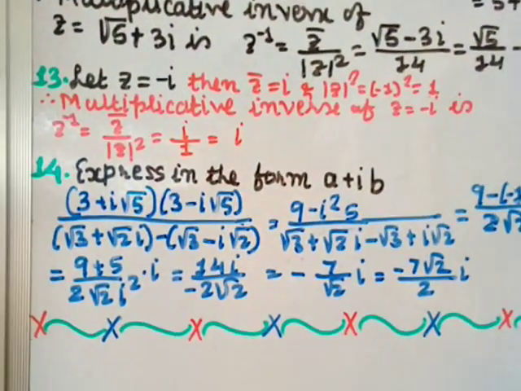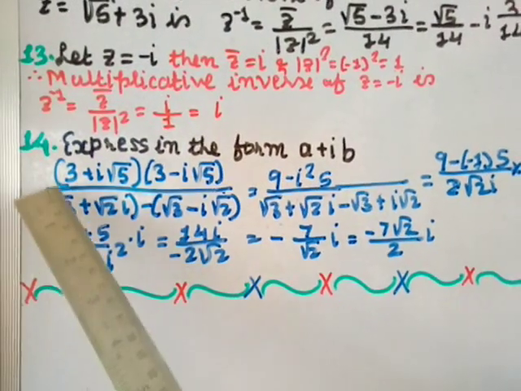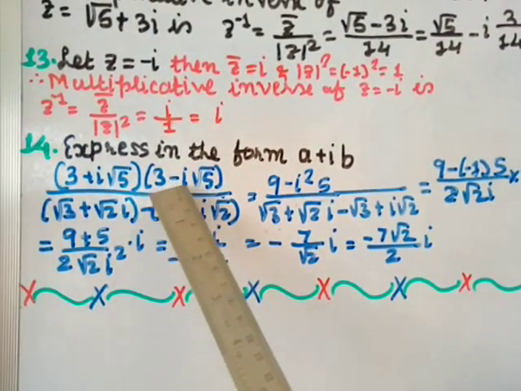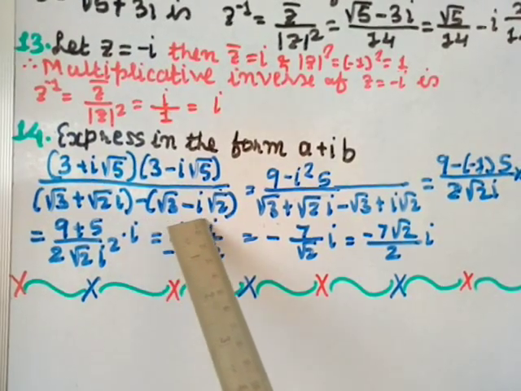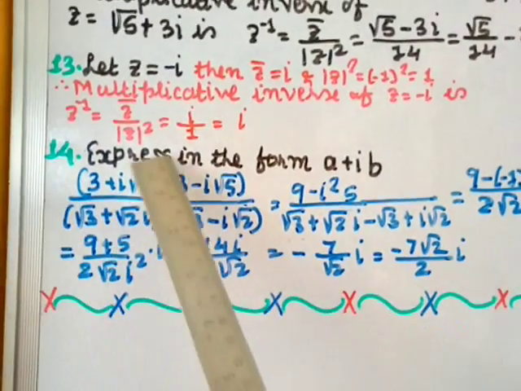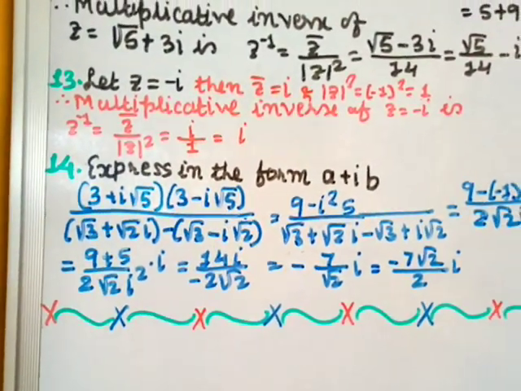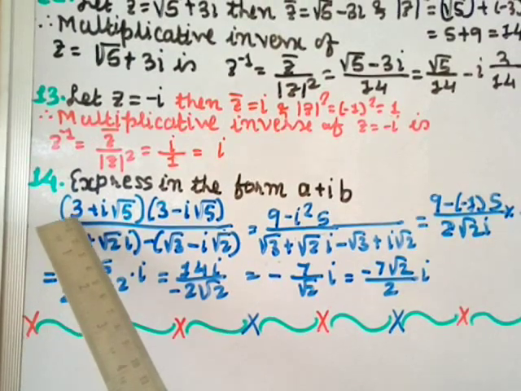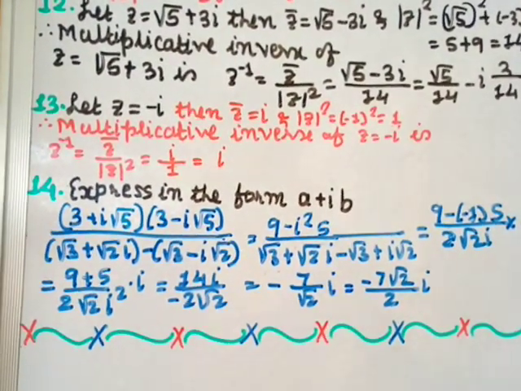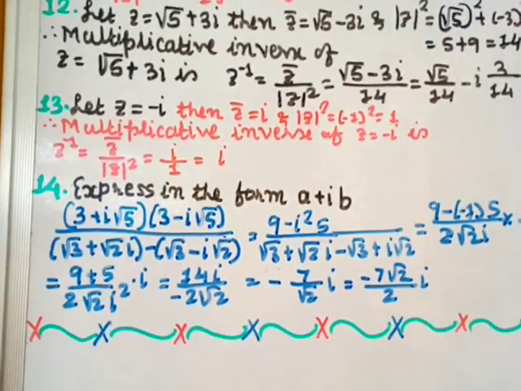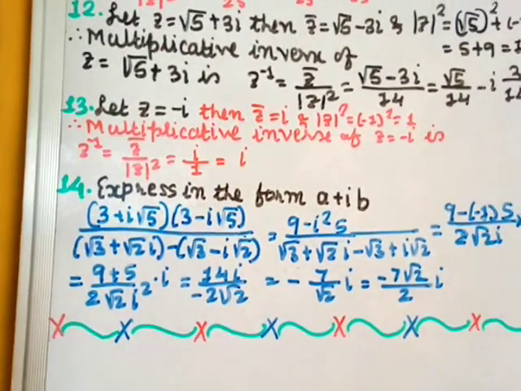Question number 14. Express in the form a plus ib. Okay, so this is given to us, the question. 3 plus I root 5 into 3 minus I root 5 divided by root 3 plus root 2I minus root 3 minus I root 2. Okay, now first I'll open this bracket, but here you know it is a plus b, a minus b, and for complex numbers we have got the identity that this is, suppose z1 plus z2 into z1 minus z2, then the formula is z1 square minus z2 square. Okay, or you can just expand one by one, also will get the same answer.